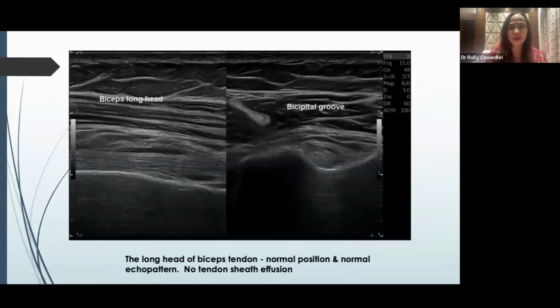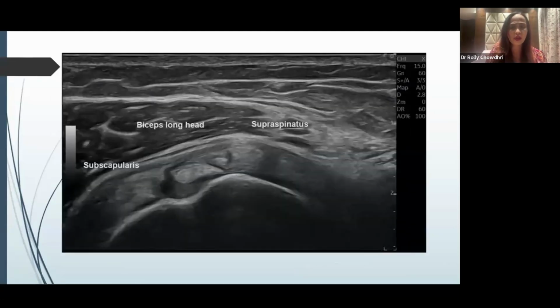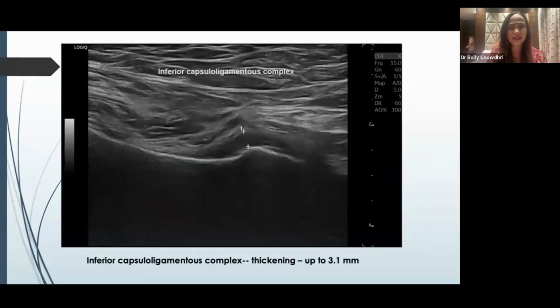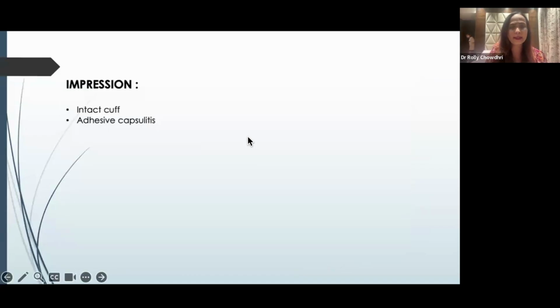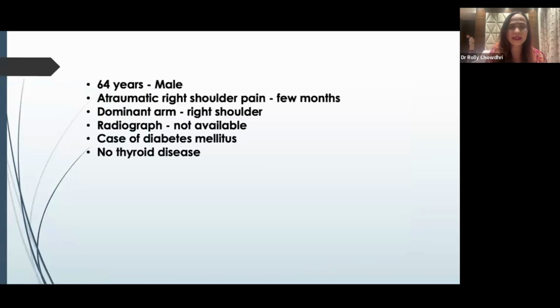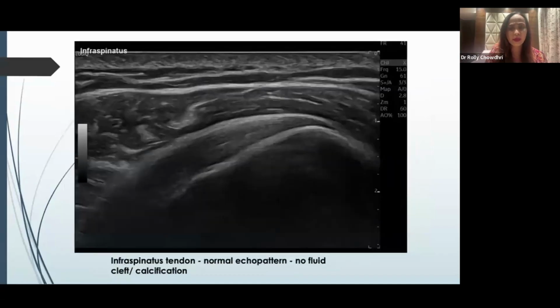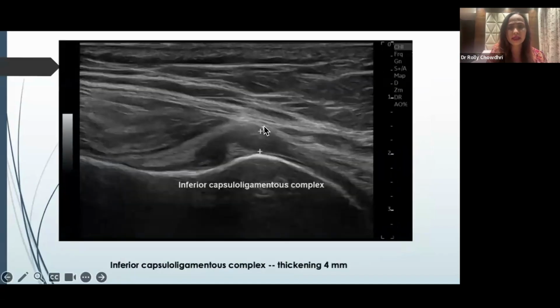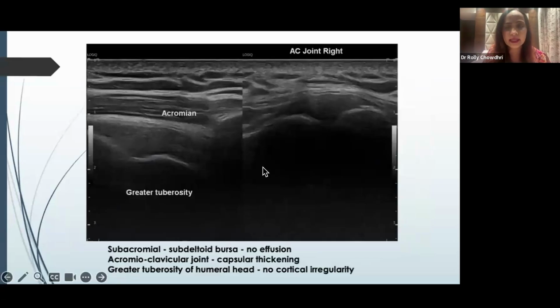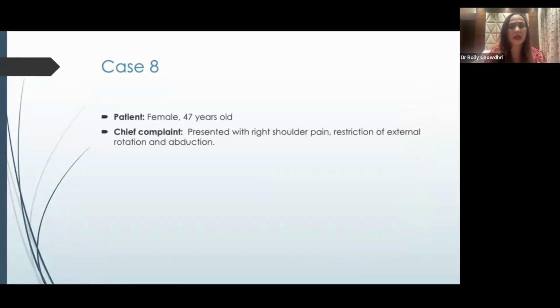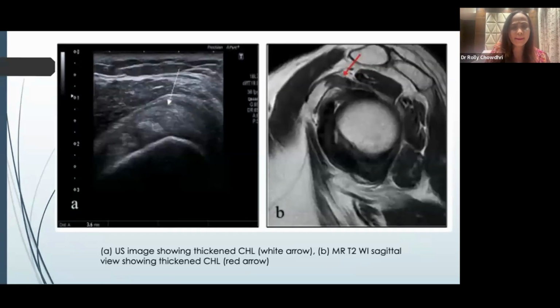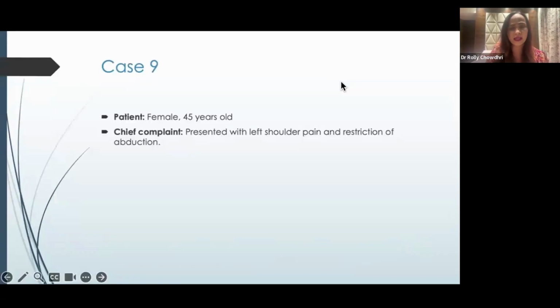This was again a diabetic patient where everything else was normal, and what we saw is thickening of the capsular ligamentous complex, so it was labeled as adhesive capsulitis. Another patient with diabetes, everything normal here, thickened and hypoechoic. Again, I'm seeing a thickened inferior capsular ligamentous complex. These last two cases presented with shoulder pain. This is your thickened CHL, and this can be seen in MRI also.